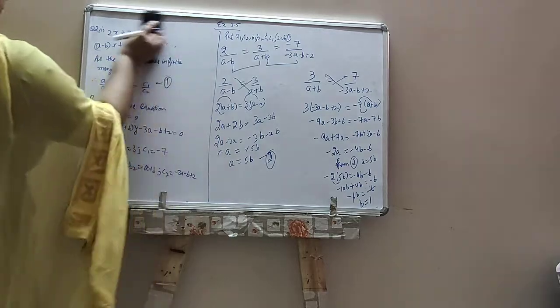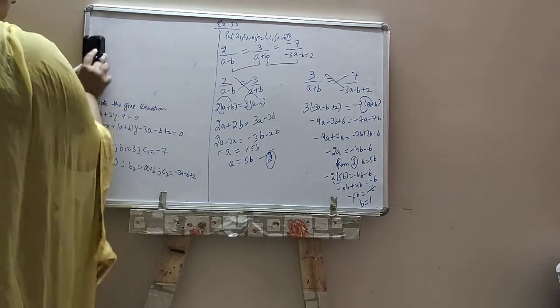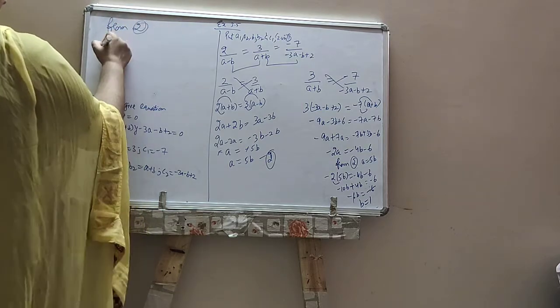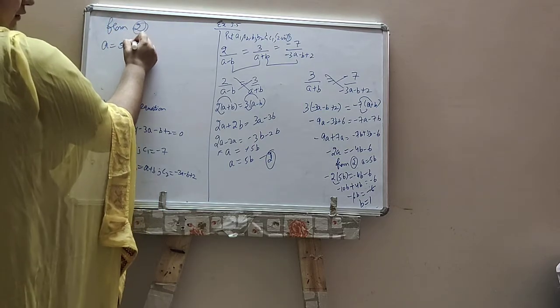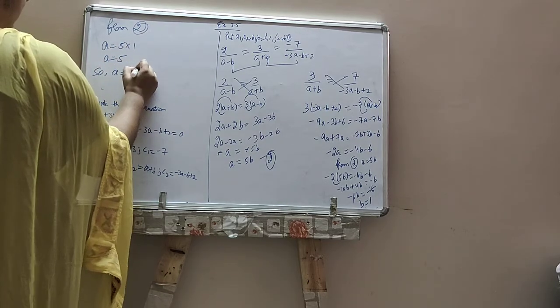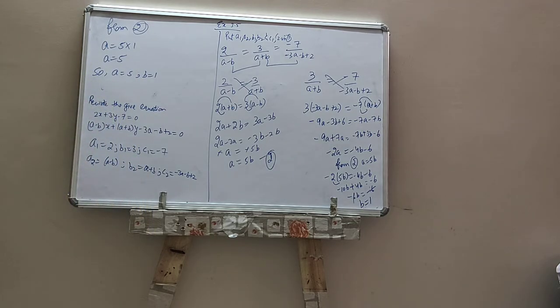So from 2, here I am going to raise this one. From 2, a is 5b into 1. So a is equal to 5, b is equal to 1. Beta, check it. I hope it is clear to you people. Check it.